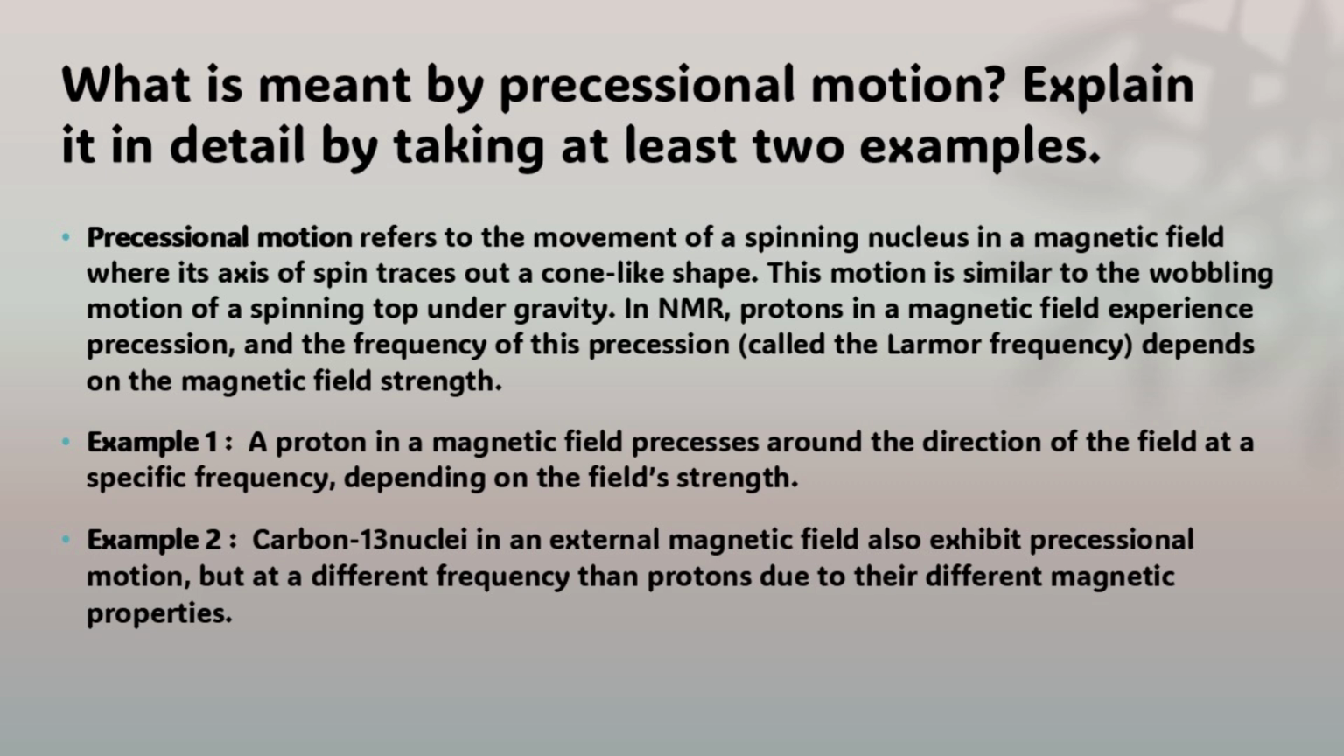Example 1. A proton in a magnetic field precesses around the direction of the external magnetic field at a specific frequency depending on the strength of the external magnetic field. Example 2. Carbon-13 nuclei in an external magnetic field also exhibit precessional motion, but at a different frequency than protons due to their different magnetic properties.